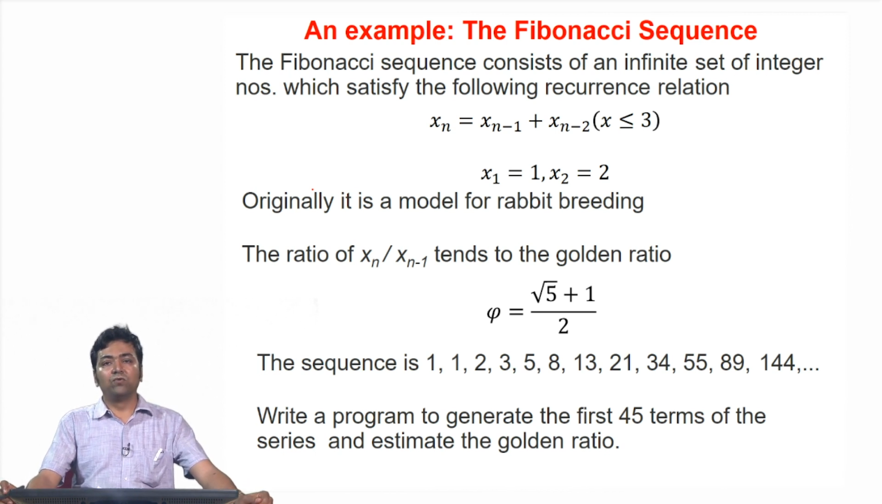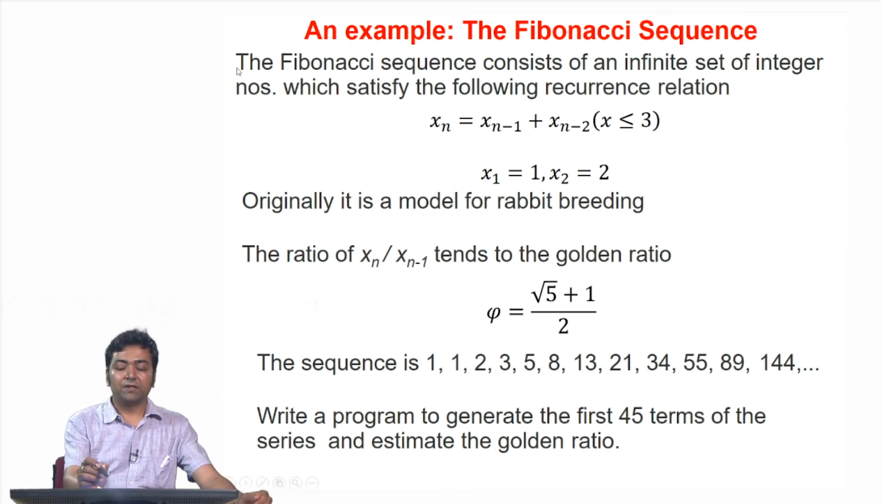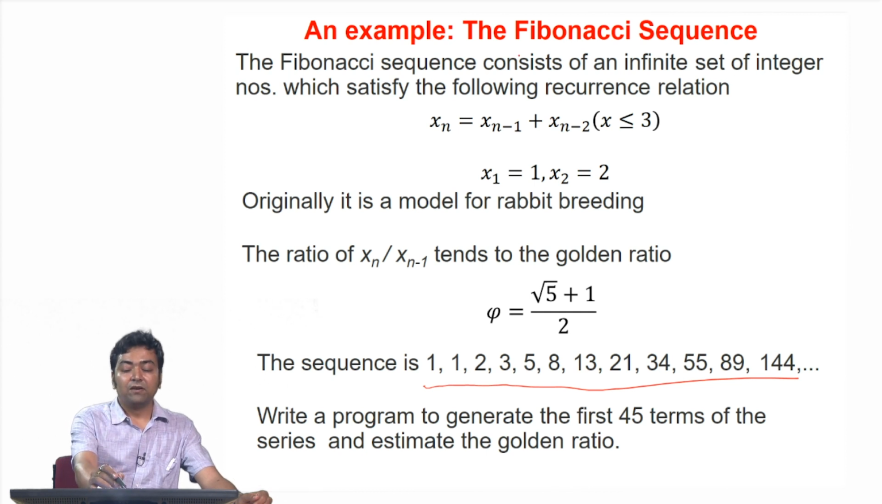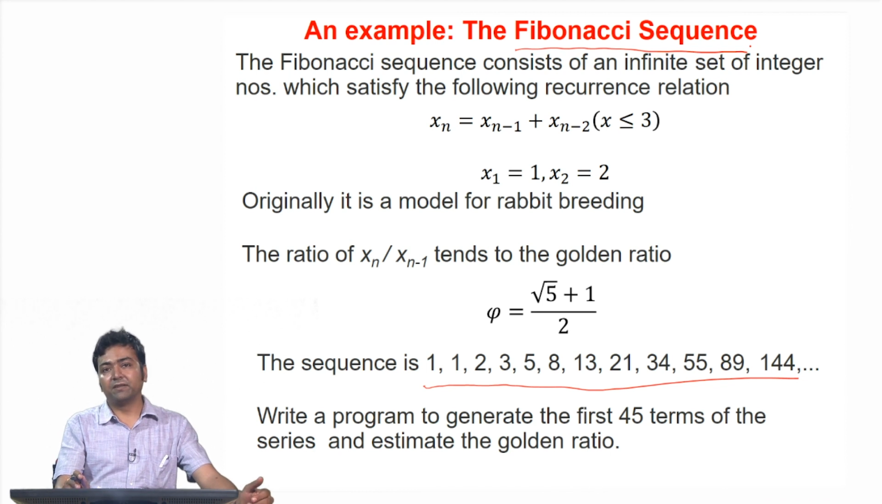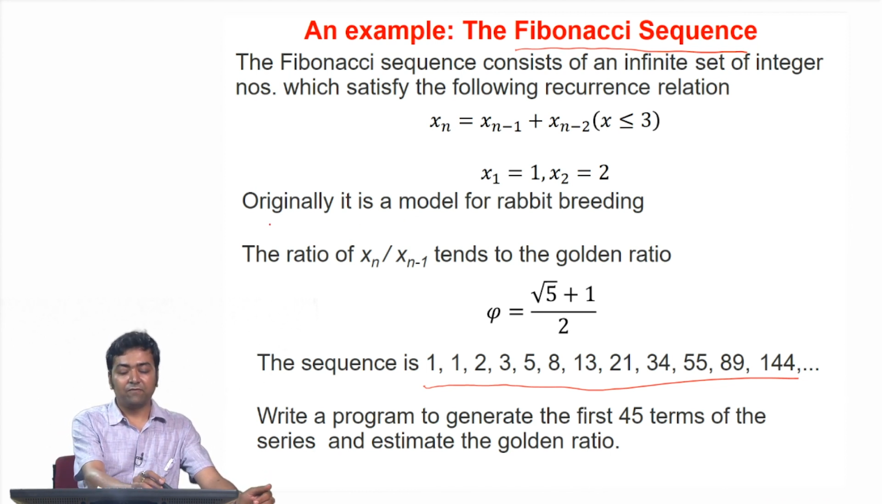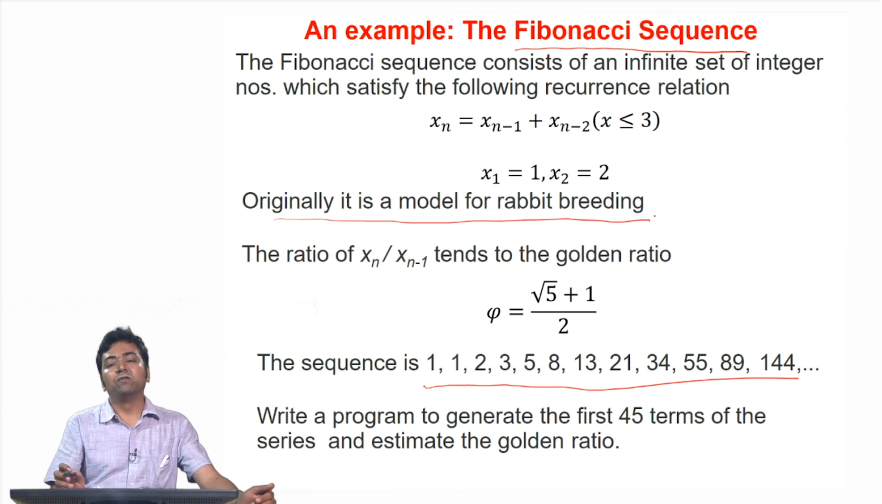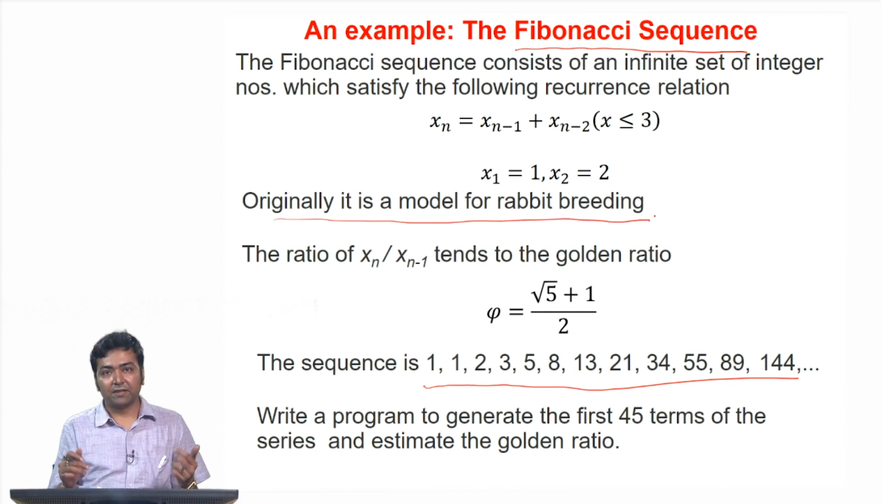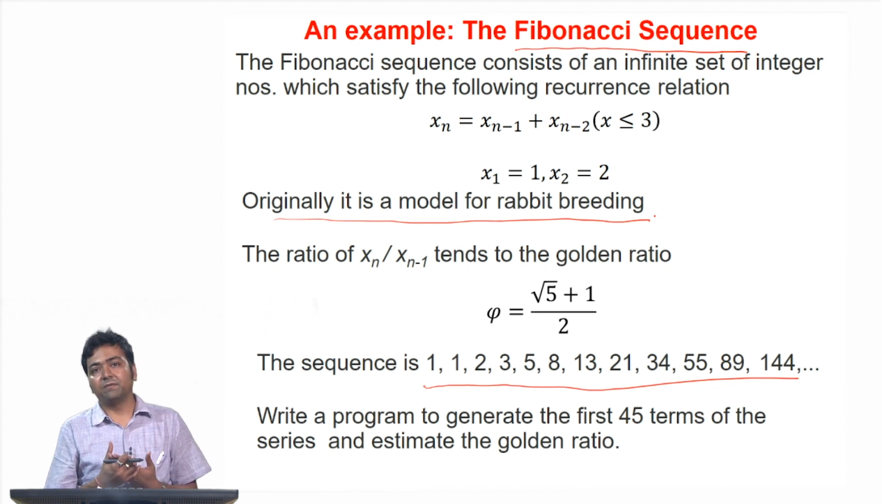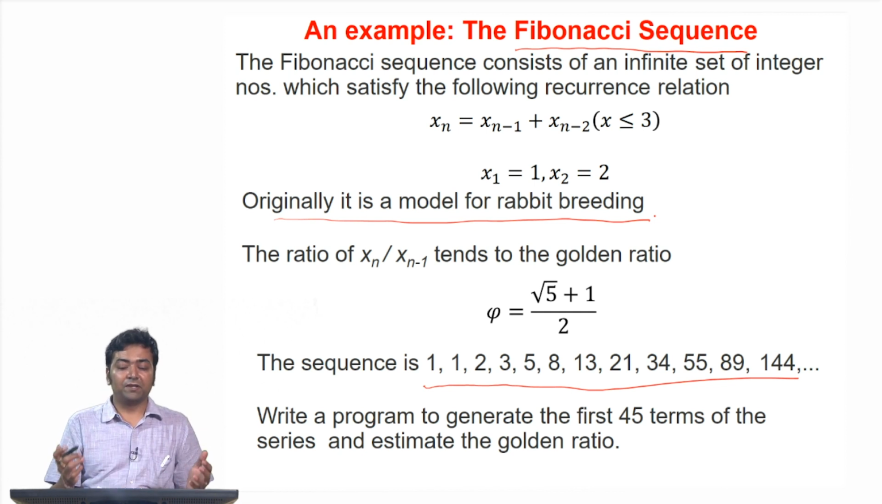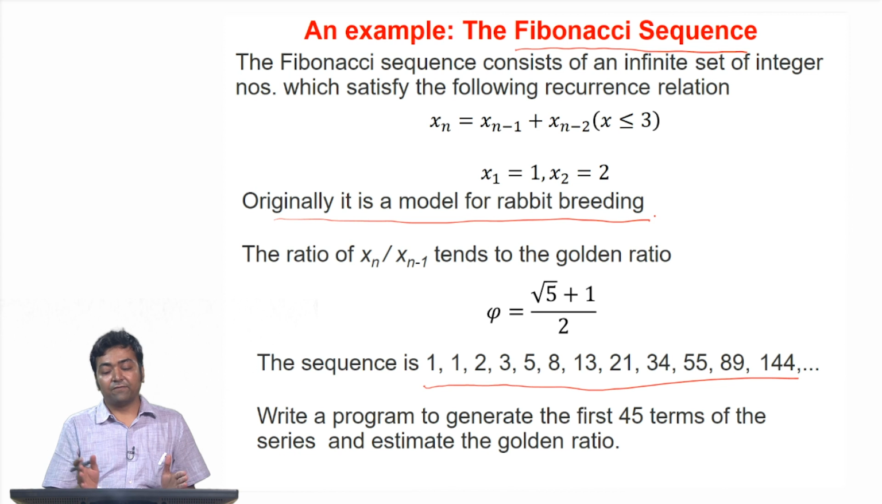In this example, we are going to generate a set of numbers, for example 1, 1, 2, 3 this way, and such a set of numbers is called the Fibonacci sequence. It is a very famous sequence, originally used for modeling rabbit breeding. You can find it in spirals, in seashells, the spiral formation, all those things can be explained using this Fibonacci sequence. The basic idea is that it contains a series of numbers.